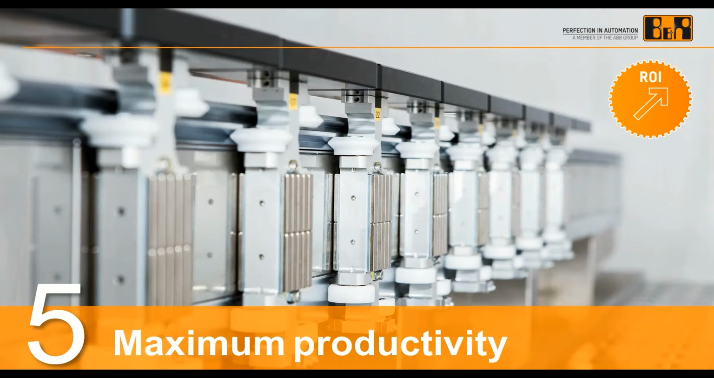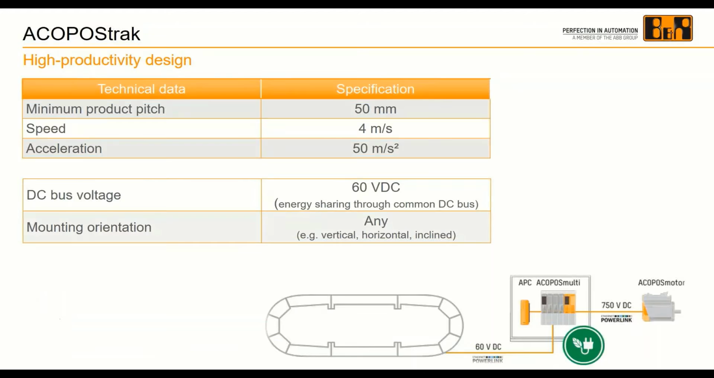Maximum productivity. So we've designed this track to have a minimum pitch, so you can stack as many products as close together as possible and maximize the speed and the acceleration and deceleration so that you can get the most amount of production from the least amount of space. We see what some of those numbers are here. The minimum product pitch is 50 millimeters, speed of 4 meters per second, and acceleration up to 5 Gs. So really a very highly dynamic transport system.